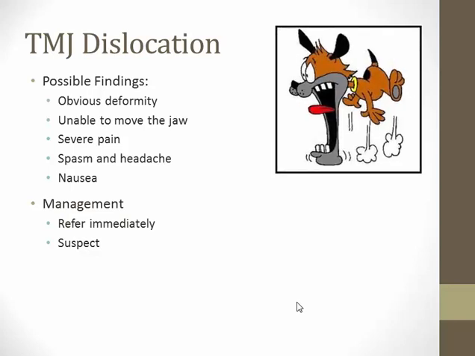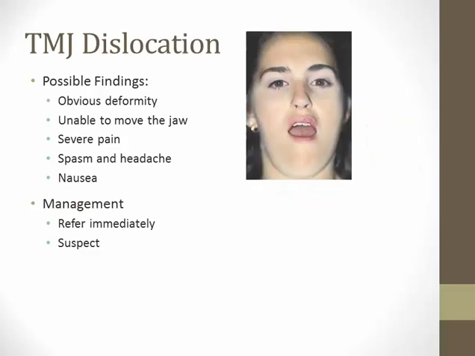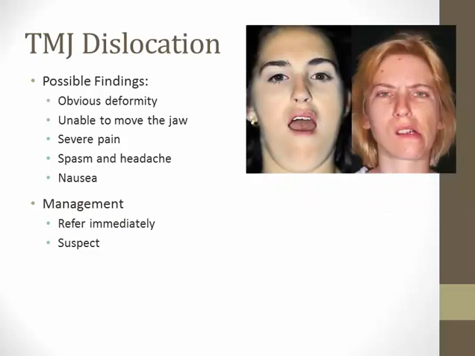Something like this. I've seen this injury once before, and it was almost funny because this is what you're typically going to see, depending on which direction the patient is experiencing the dislocation. If it's an inferior dislocation, their face is going to look longer. If it's a lateral dislocation, then the lower jaw, the mandible, is going to look deviated to one side. Their jaw is typically locked in position, they lose the ability to move it, and they're going to have some severe pain. And think about the massive spasm that they're going to have to deal with.